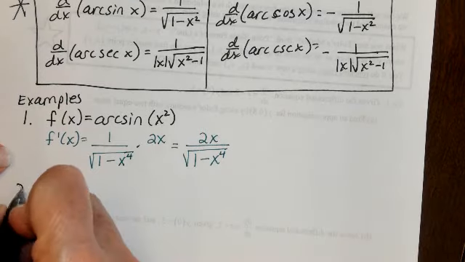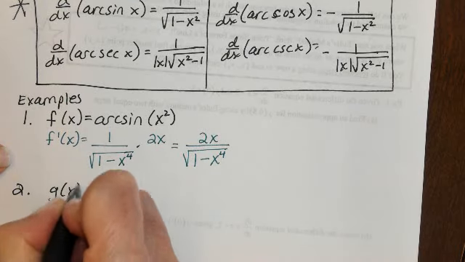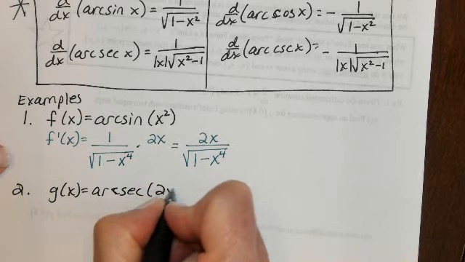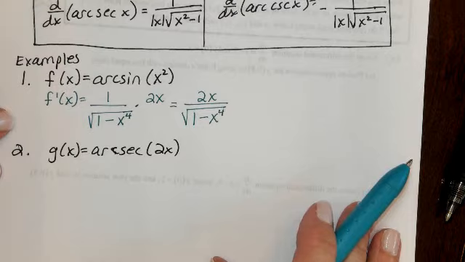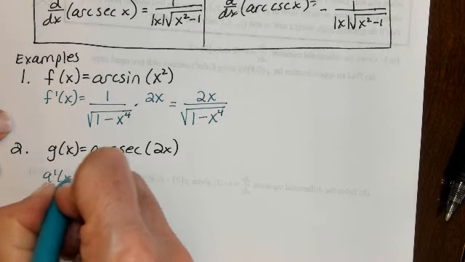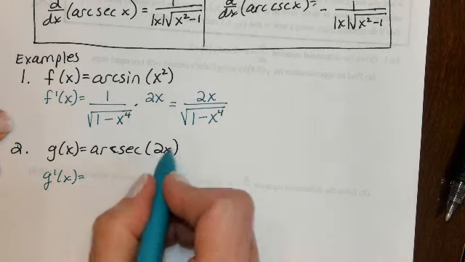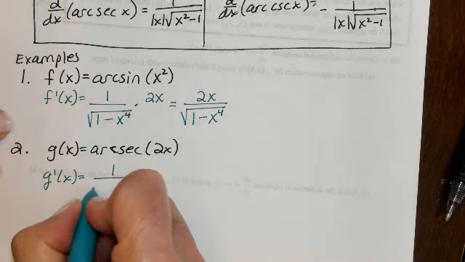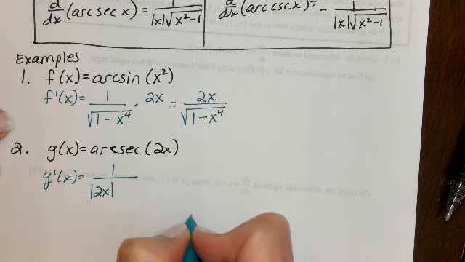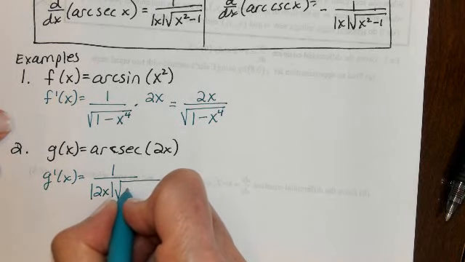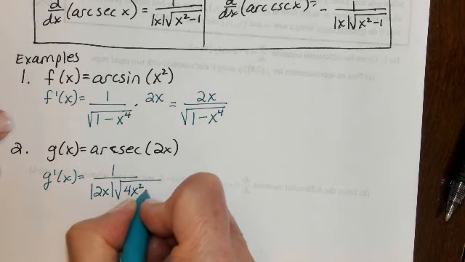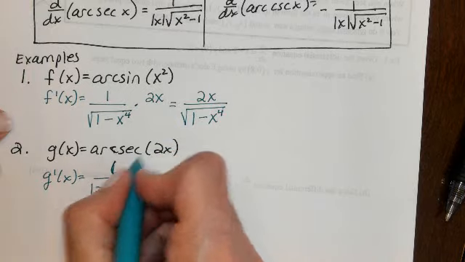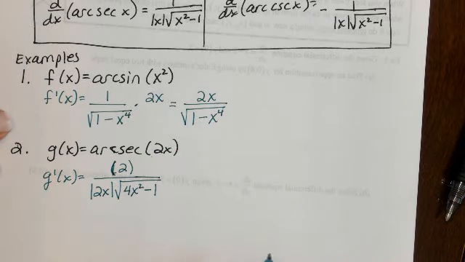Number 2. Let's say g of x is equal to arc secant of 2x. All right, then g prime of x will be, first find the derivative of arc secant of u and then multiply by the derivative of u. Chain rule. 1 over absolute value u, 2x, square root u squared, so 4x squared minus 1, and then you're going to multiply by the derivative of 2x, which is 2.